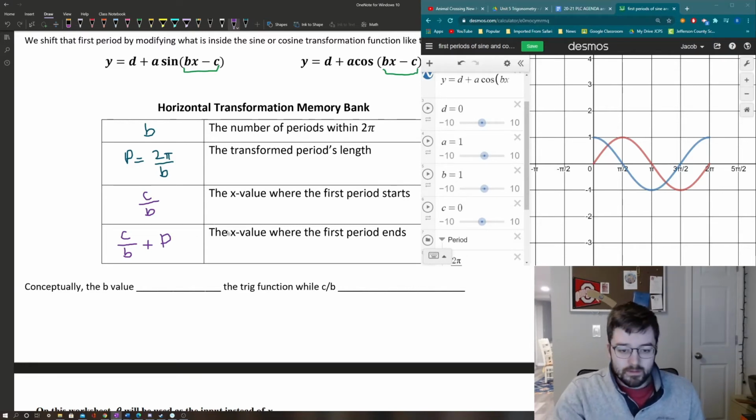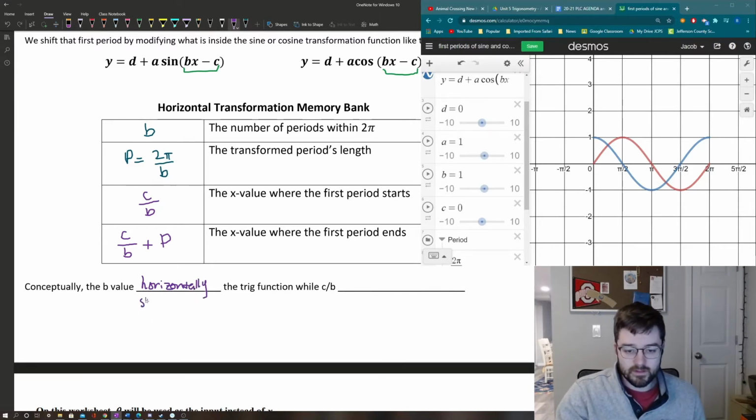So conceptually, the B value horizontally, what does it do? Stretches or shrinks our functions, while C divided by B horizontally shifts. It's kind of redundant, but I'm going to say it: horizontally shifts left and right.